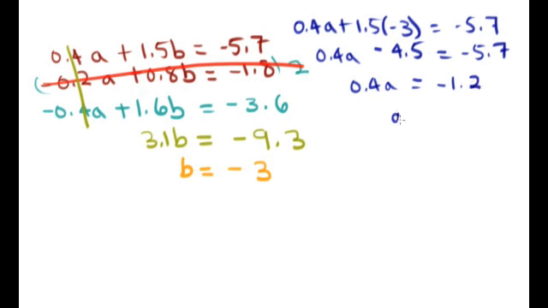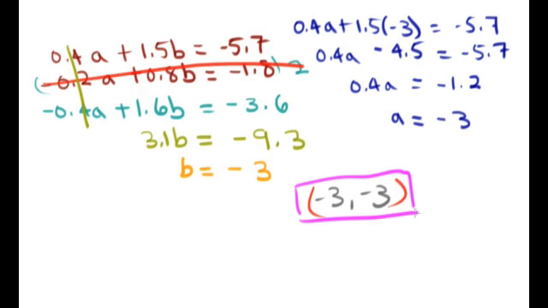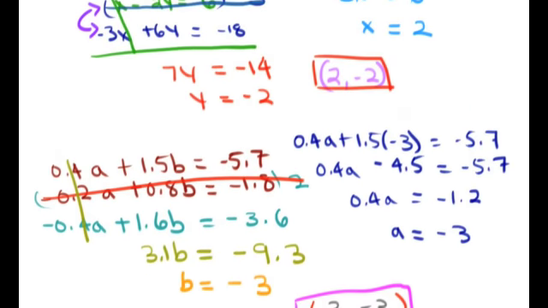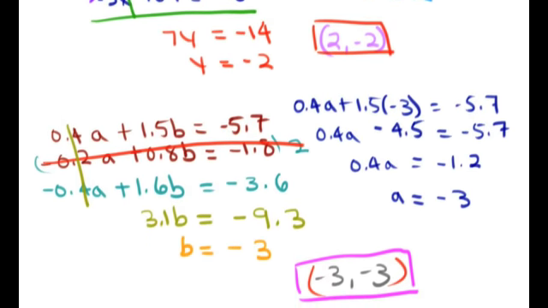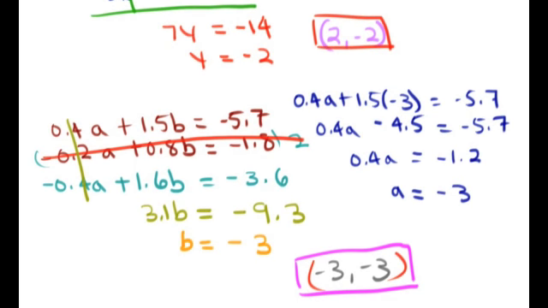So a would be equal to negative 3, because negative 3 times 0.4 is negative 1.2. So since we have this, our final answer would therefore be negative 3, negative 3. And that is our answer. This is how you use the multiplication with the addition and subtraction method to solve a system of linear equations.